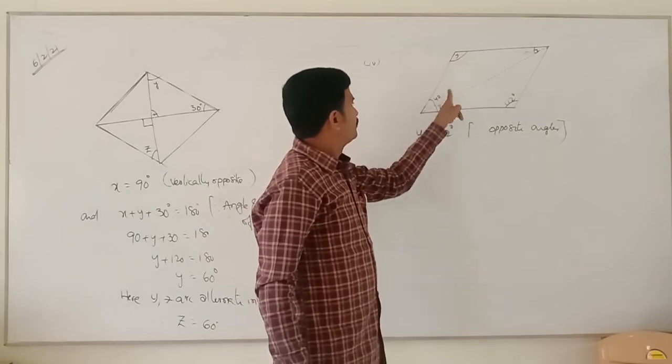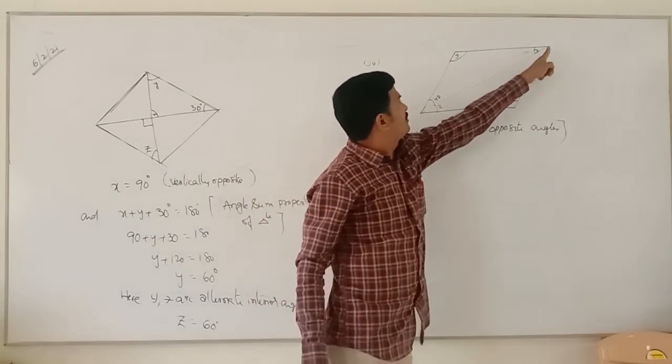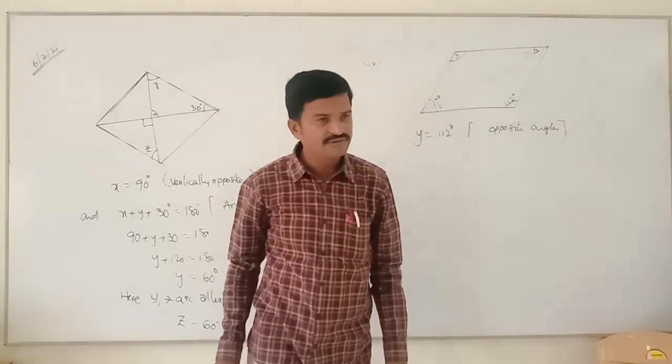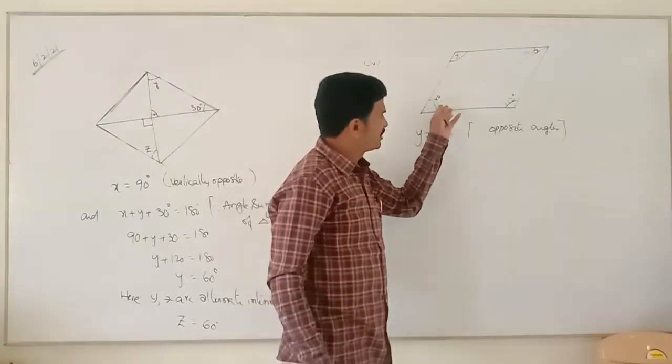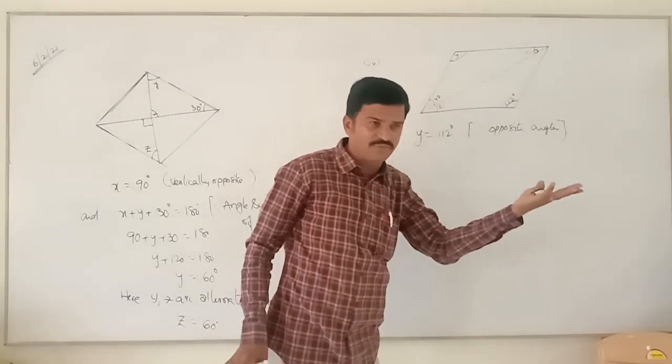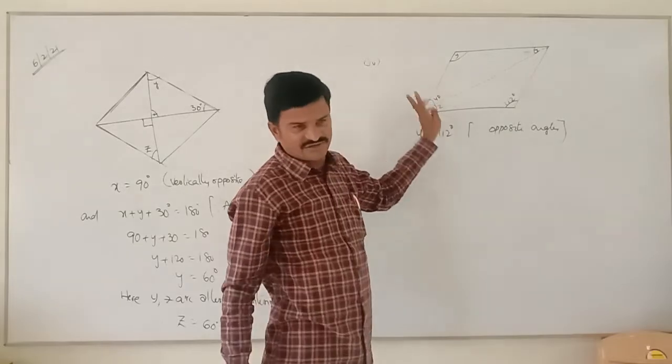Now, based on the triangle, this is the triangle or not? 40 plus y plus x is 180 or not? Yes, sir. Or else, we can find z. z and x are alternate interior angles. That also you can find, no problem. So, let us find z first otherwise.